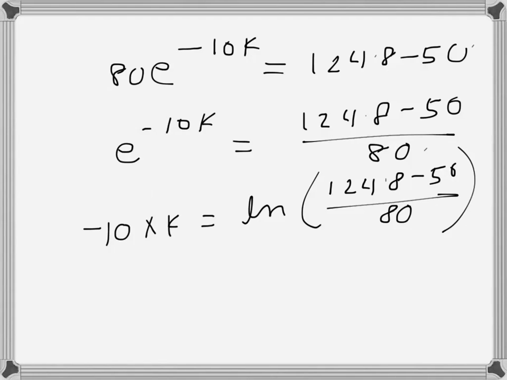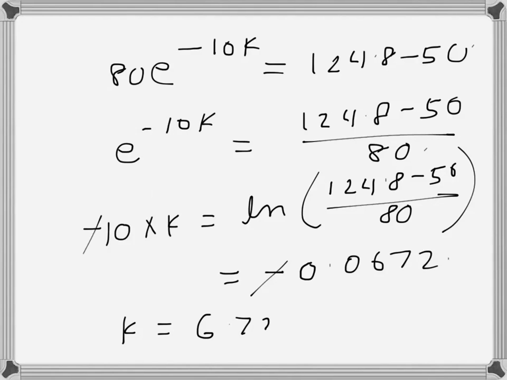So k becomes, this actually becomes minus 0.0672, something like that, and then these two get cancelled. So finally this is 6.7209 times 10 to the power minus 3. That's the value of k.